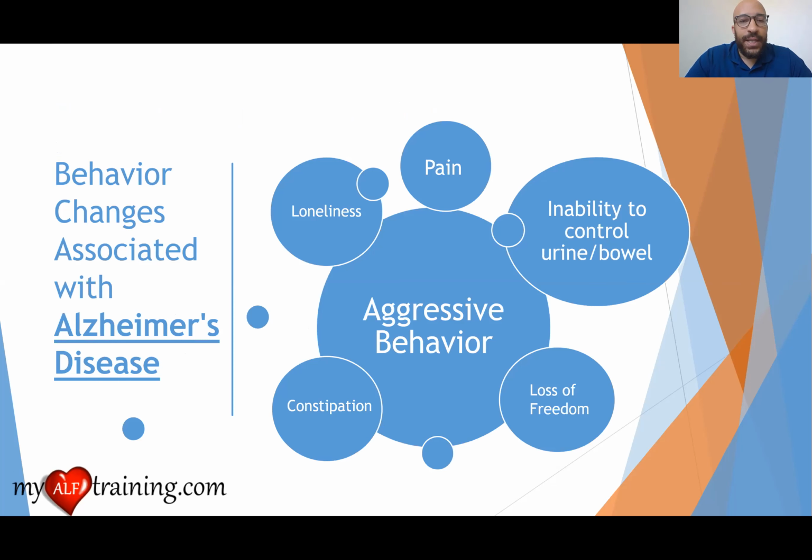So here I created this little colorful chart just to illustrate what contributes to aggressive behavior and different behavior changes more associated with Alzheimer's disease. So aggressive behavior, why is this patient being aggressive towards me? I'm a nice guy. I've been being nice to this patient all day. Let me figure out what's going on with them, because I know it's not me. It's something going on with them, and it's something that's out of their control.